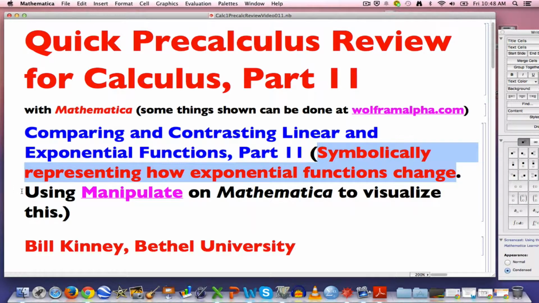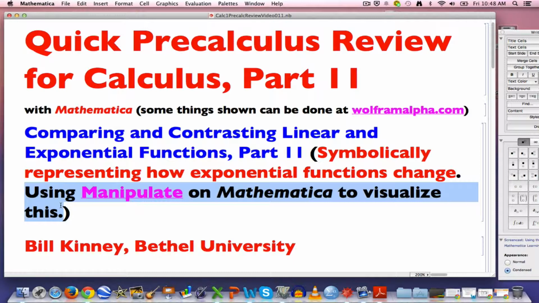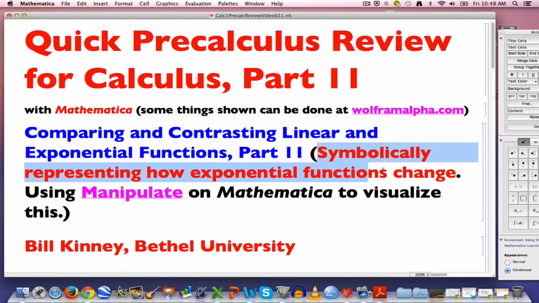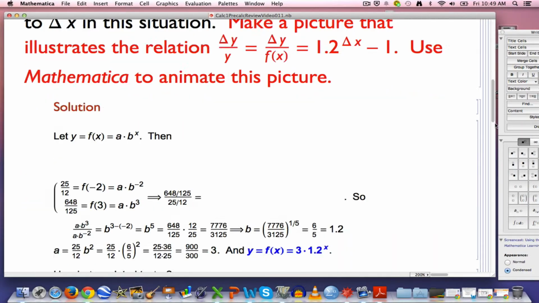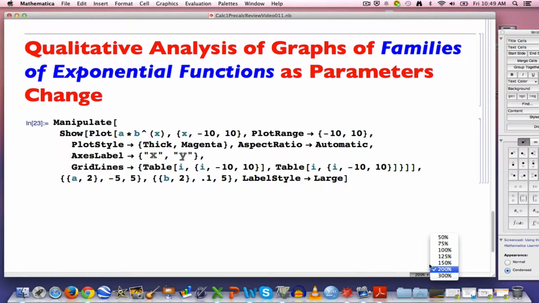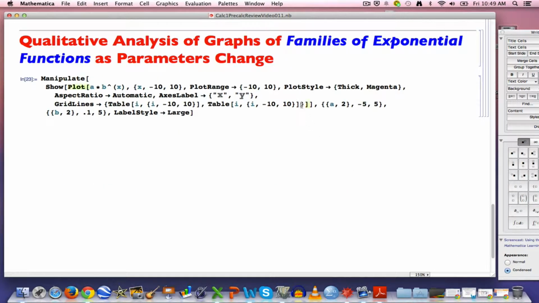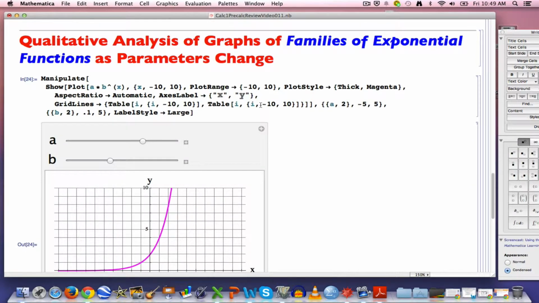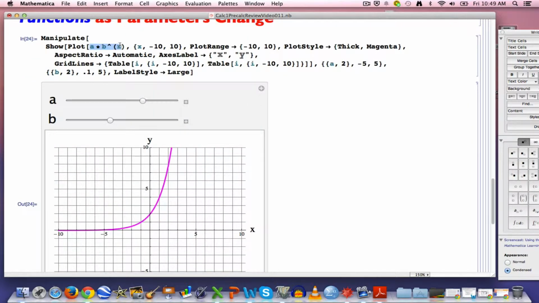We're also going to focus more on using Mathematica here, in particular using Manipulate to help us understand this symbolic change with exponential functions. But I want to start in the same place I did in the last video. I want to go down to this Mathematica code here and enter it to help us analyze how families of exponential functions change as parameters change. In this case, the parameters are a and b in the function a times b to the x.